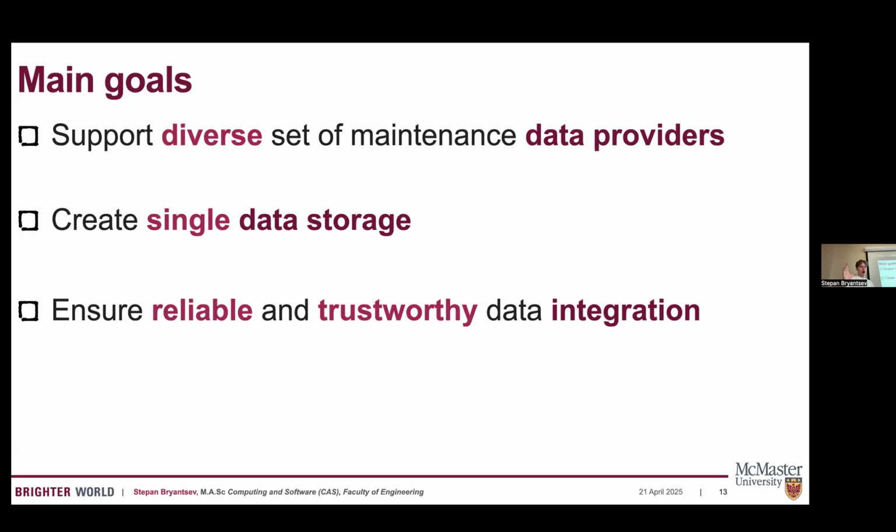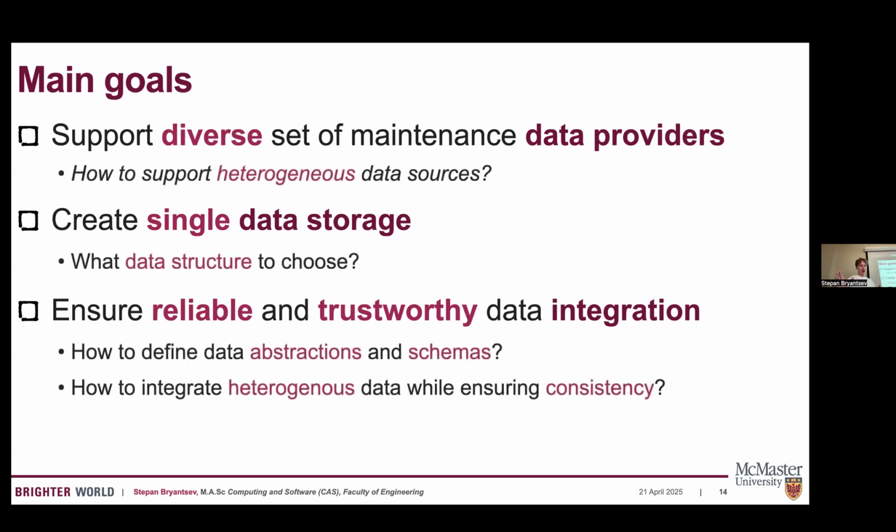Here are the major goals. First, we have to support a diverse set of maintenance data providers. We have to create a single data storage, and we have to ensure reliability and transparency of the data integration. But it is very easy to say. There were a lot of challenges and problems during those 2 years of development. So here are the main challenges that we were able to overcome during this work.